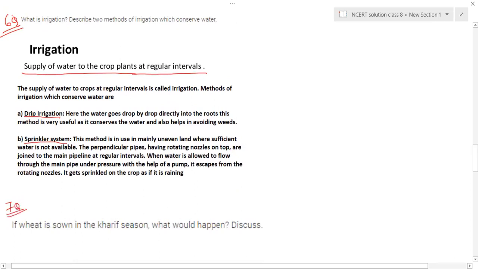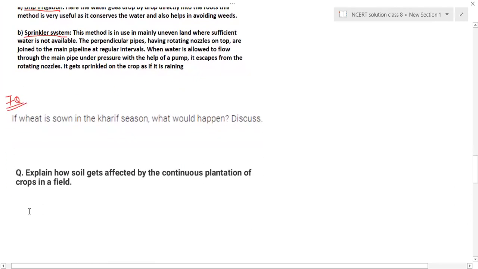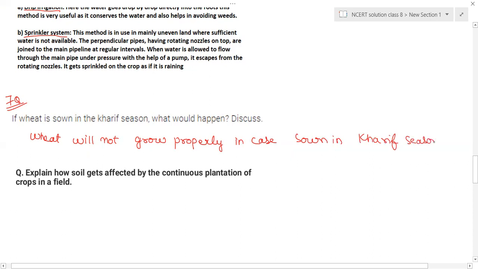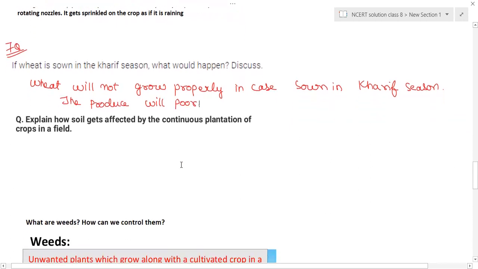Seventh question. If wheat is sown in the Kharif season, what would happen? Wheat will not grow properly in case it is sown in the Kharif season. The produce will be poor, because you will be growing it in a completely different season. It needs the right season to grow in.